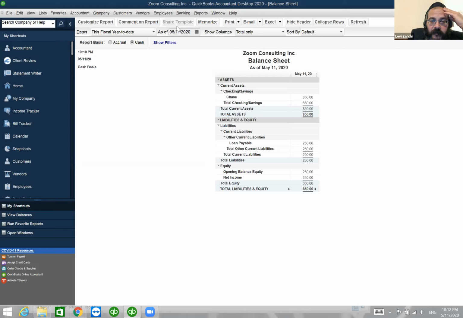Why is the net income not subtracting the liability on the bank statement? The bank statement doesn't have a liability. So please clarify that question.